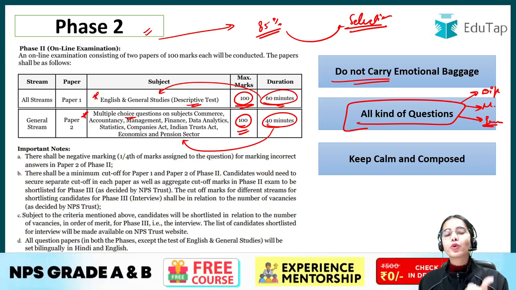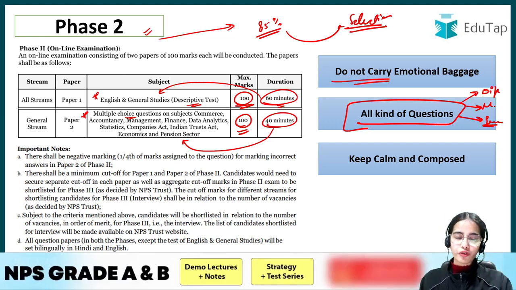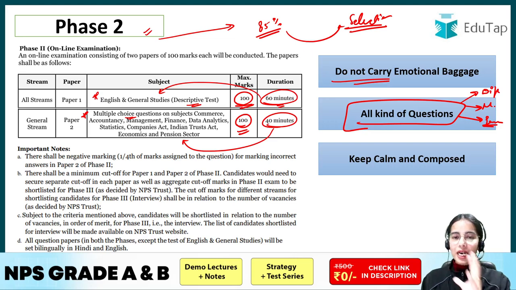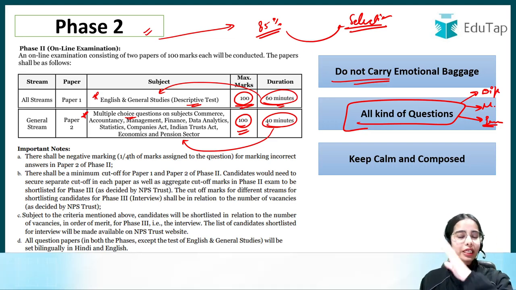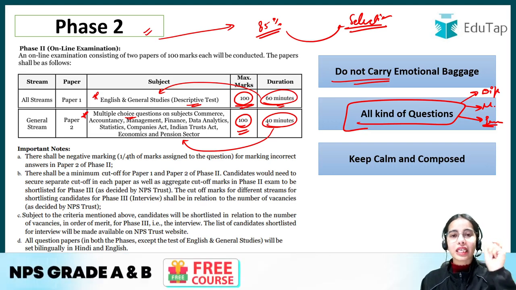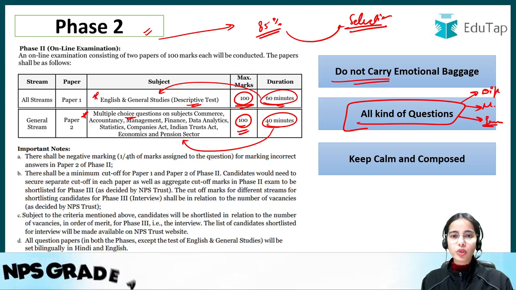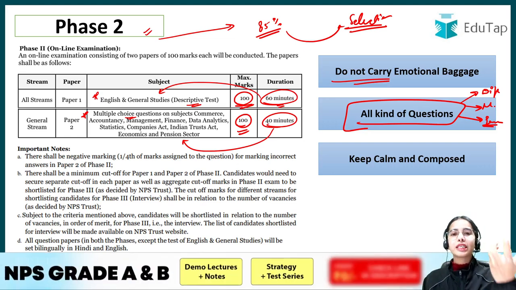So the best way to attempt the phase 2 is to not carry any emotional baggage from your phase 1 to your phase 2. You have to just keep in mind that yes, all kind of questions can come in the examination, but I will keep my calm, I will keep my composure, and I will read each question very calmly. The questions that I know about, where I can use the elimination method, I can use my logical sense, I will give those answers.